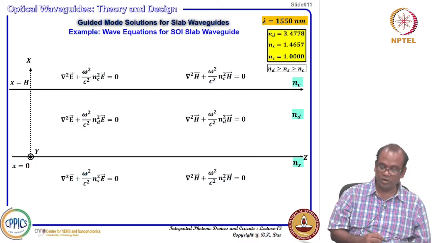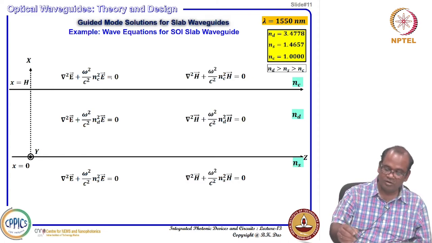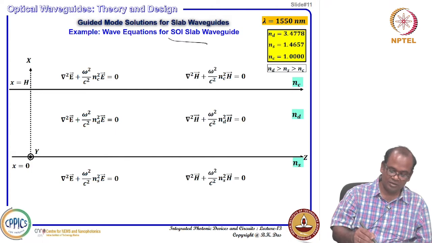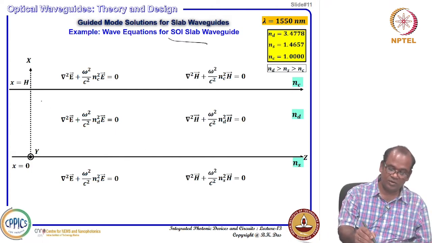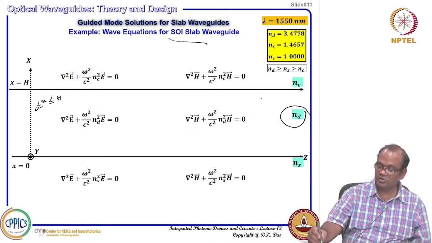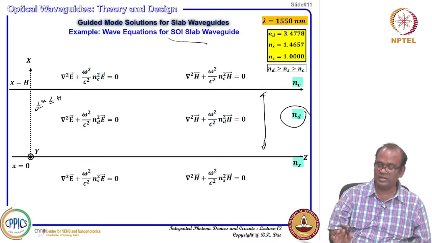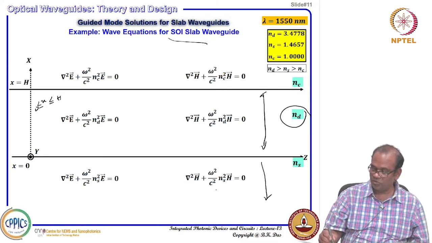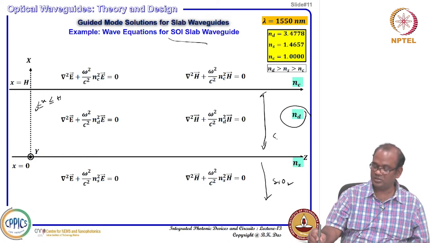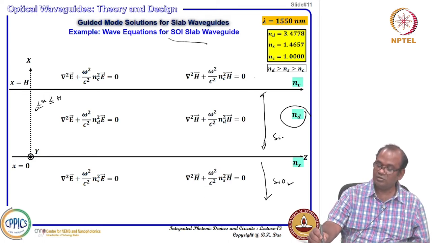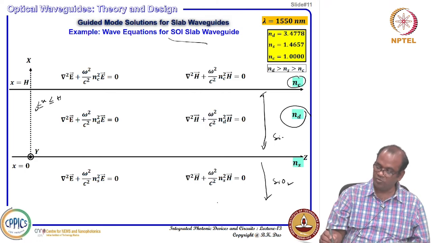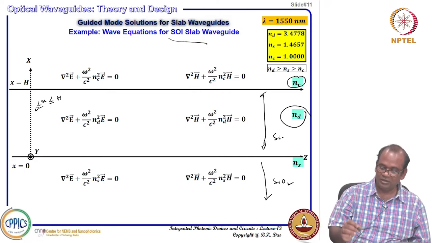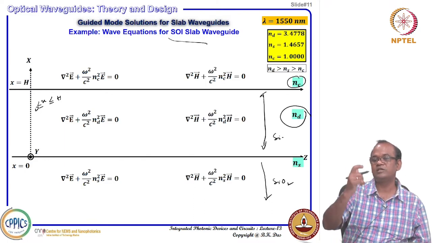Good. Now come back and consider homogeneous media, three media. I have a silicon on insulator slab here. The device layer is this one, x greater than 0, greater than h, silicon with refractive index nd. From here to here it is a homogeneous medium of silicon, and the lower one is a homogeneous medium of silicon dioxide. This is silicon dioxide, this is silicon, and this is air with refractive index nc, the cladding, or it can be silicon dioxide. So in the vertical direction you have a three layer stack of homogeneous media.